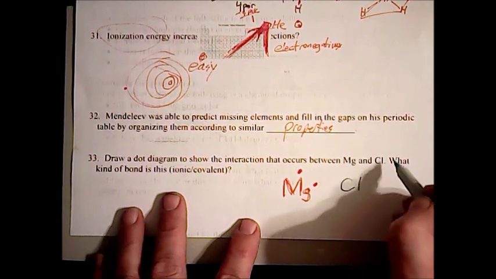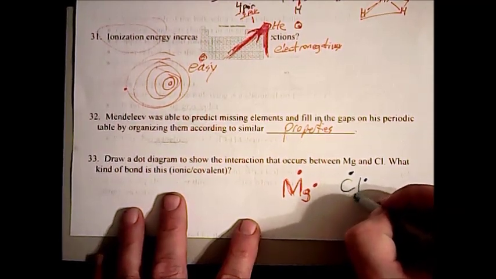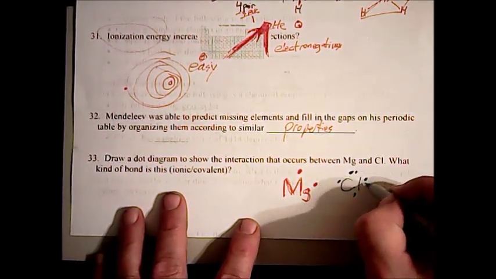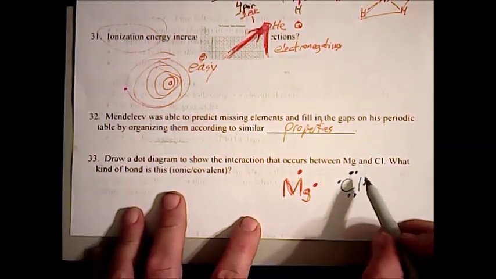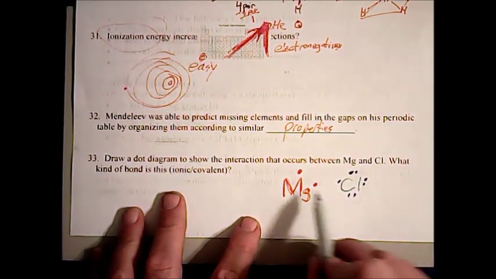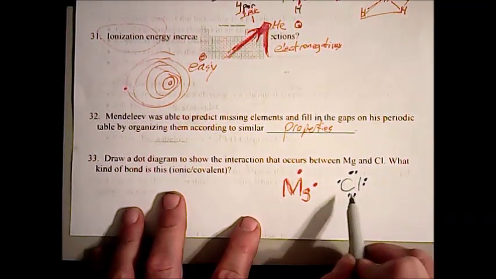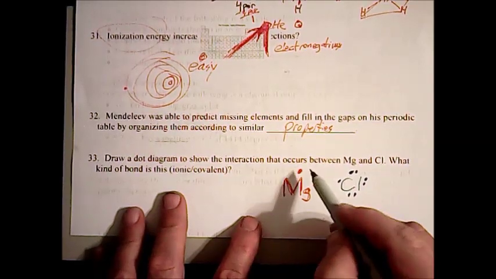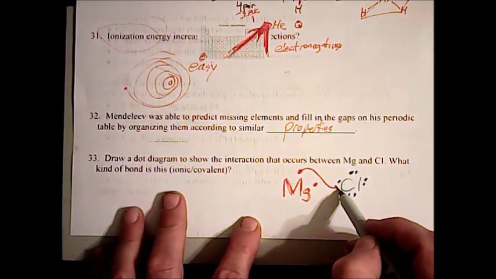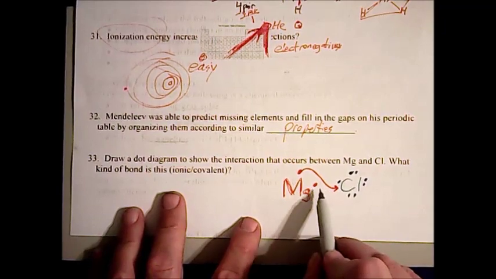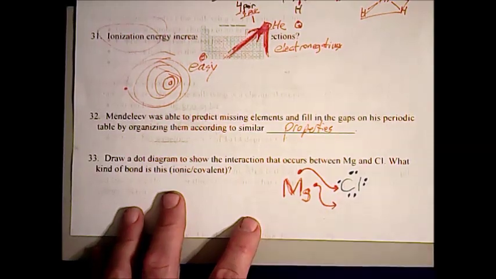Here's chlorine, and chlorine has seven valence electrons. So I'm going to draw 1, 2, 3, 4, 5, 6, 7. Chlorine has three pairs of electrons and one single. Magnesium is a metal, and it wants to get rid of its electrons. Chlorine is a non-metal, and she wants to take electrons if she can. One of these from magnesium can go right over there to the chlorine and fill in that empty gap. But what's this other one going to do? Well, it's going to have to go to another chlorine.